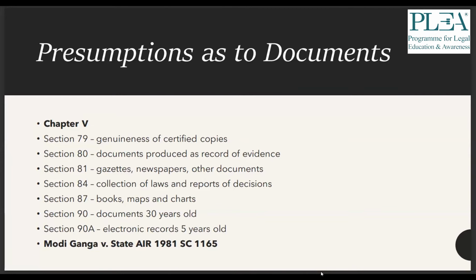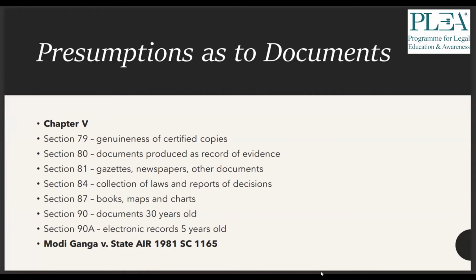So the copy, the Xerox or the photocopy, is actually the photocopy of the actual will. The real will is what section 90 talks about. Section 90A talks about electronic records, which are 5 years old. As we know, electronic records survive longer than documents on paper or maps or whatever that is.